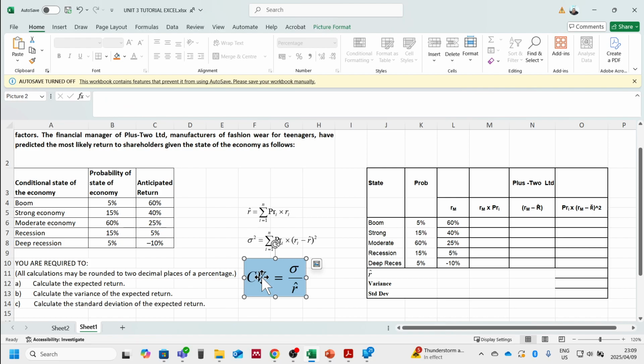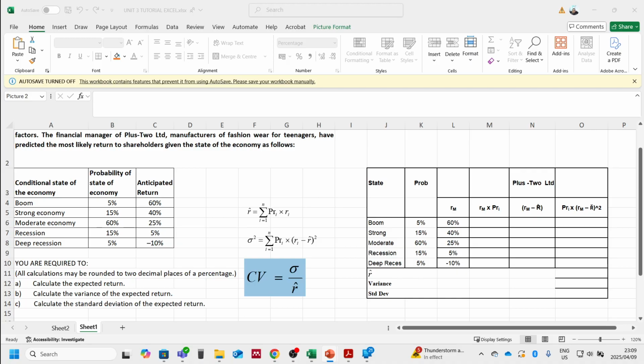And then the last formula is what we call the coefficient of variation. What this actually measures for us is as follows. The coefficient of variation measures how each return will vary from the expected return.